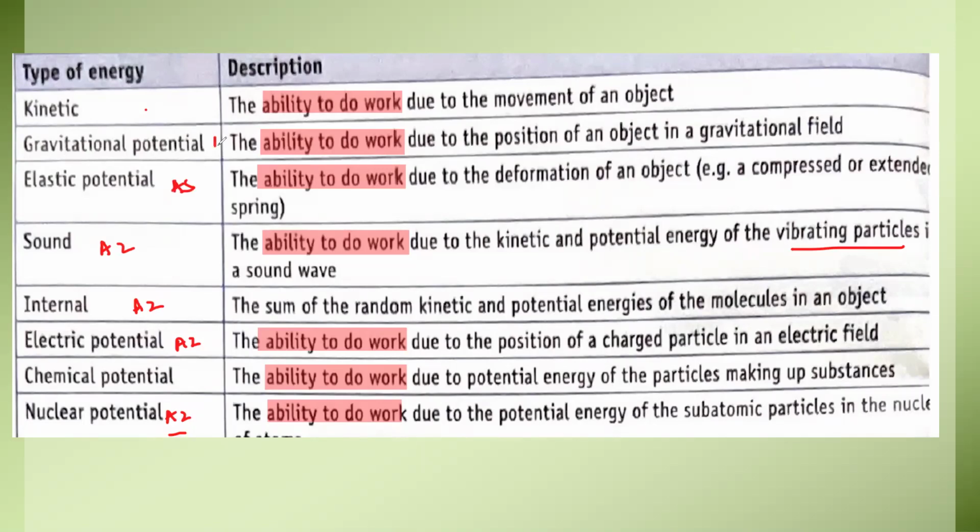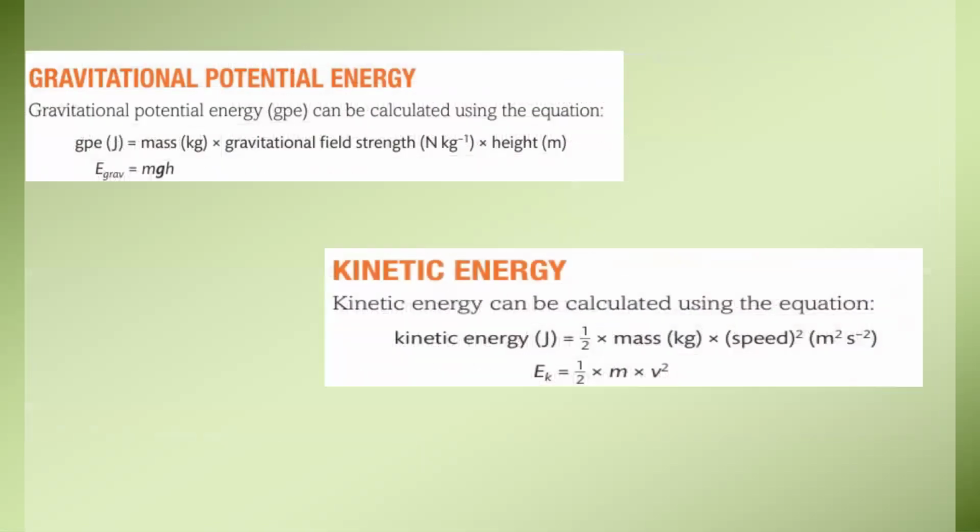This is in AS, the three. Elastic potential, kinetic and gravitational, these three are in AS. Rest all of them are in A2. About the chemical energy, you will not learn anything in detail. So we have gravitational potential energy, which is mgh, and we have kinetic energy, which is half mv square.